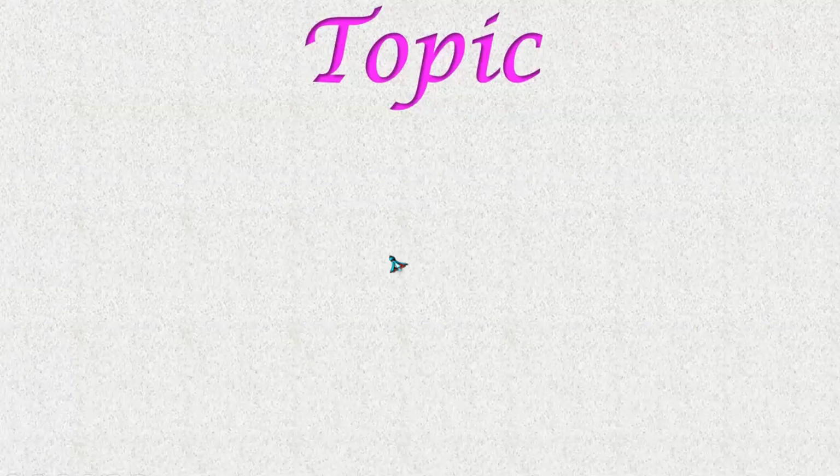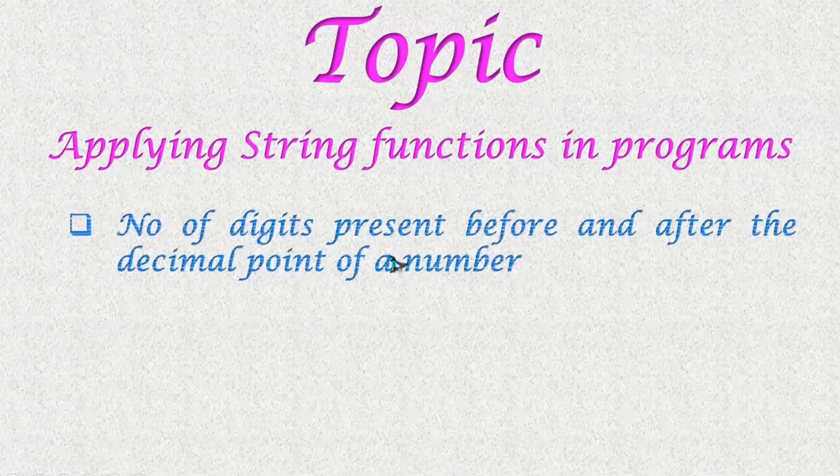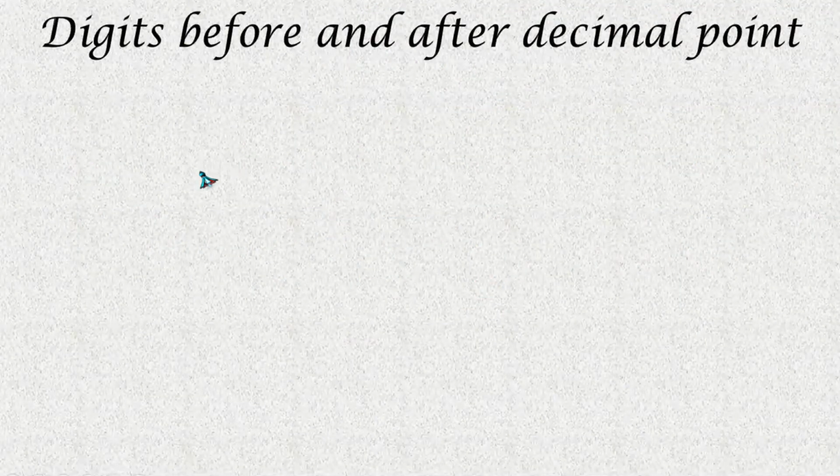Dear students, to print the number of digits present before and after the decimal point of a double type number. First, I will explain the idea of finding digits before and after the decimal point of a number.